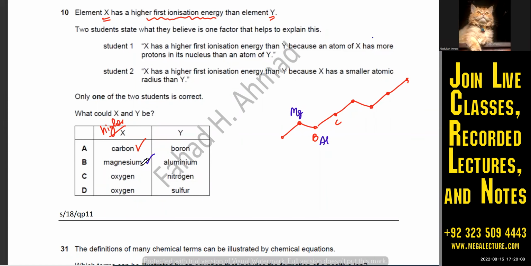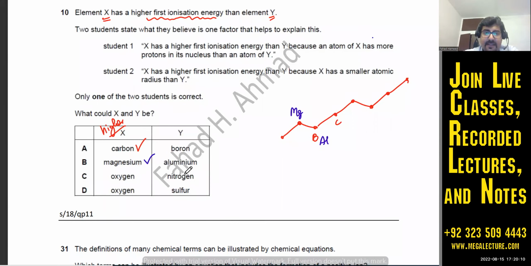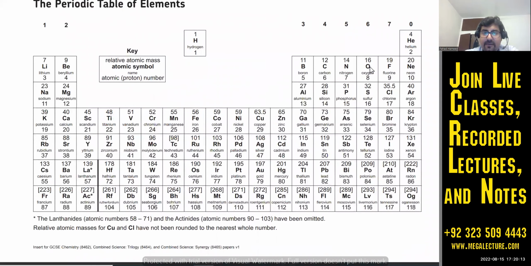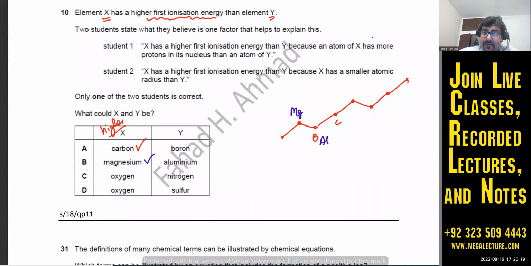Yes. As the next one, oxygen and nitrogen, they're also in the same period. Oxygen is over here, nitrogen is over here, in group 5, and oxygen is over here. Now, oxygen is going to have a lower ionization energy, not a higher ionization energy. So that means this is not true. Oxygen at group 6, you're going to have a dip. So oxygen will have a lower ionization energy compared to nitrogen. So that is not correct. So C gets eliminated. What about D?